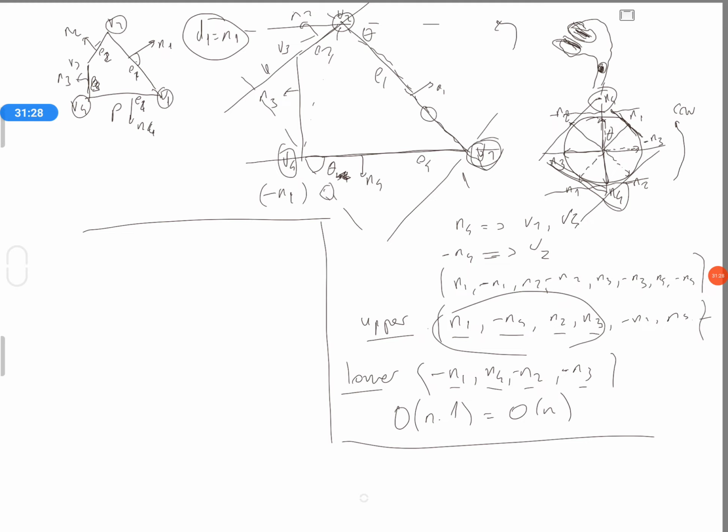Okay, and if we apply this to 3D, it's a little bit more complicated. I haven't thought about this too much. I have some idea as to how to do it, but I think this will give a good idea how to generalize this to 3D.